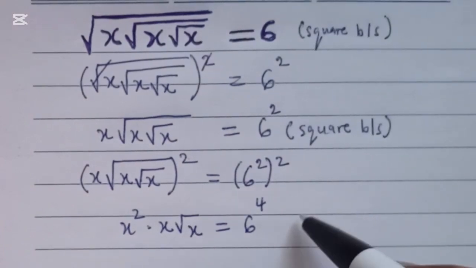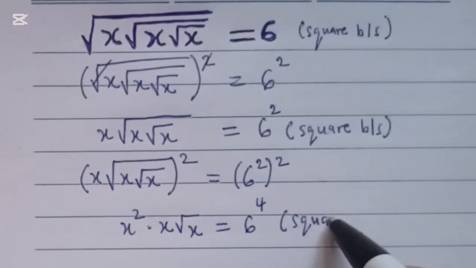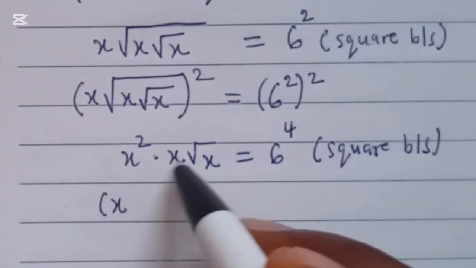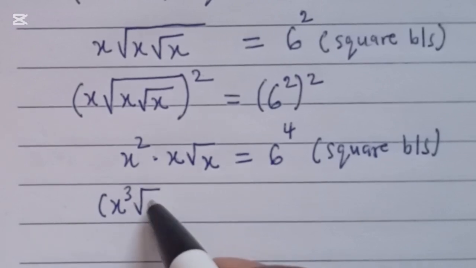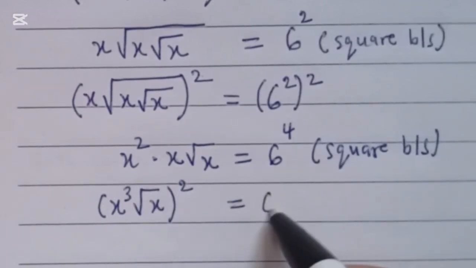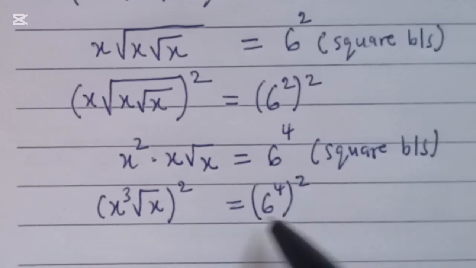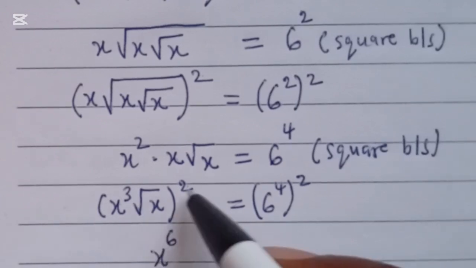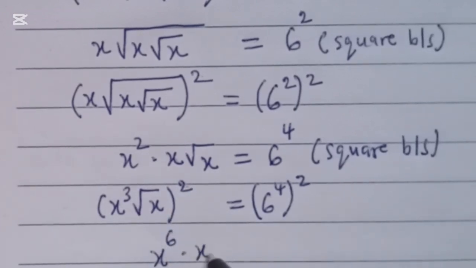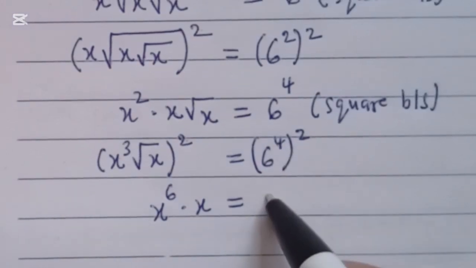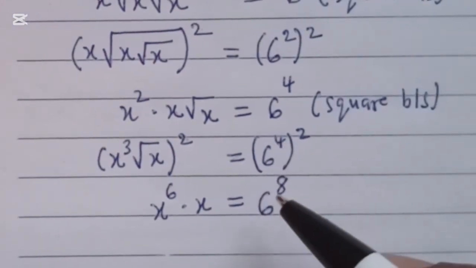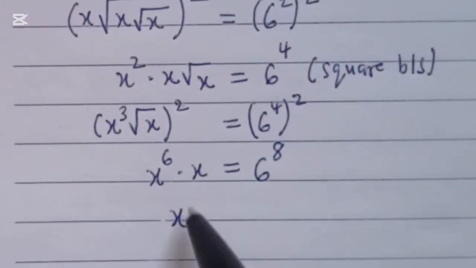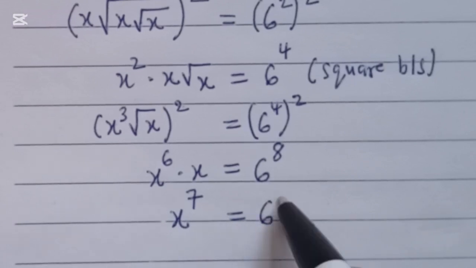Right, because of this square root again, we'll take the square again. Square both sides. When you take the square of this, it becomes x squared times x. We already have x cubed, and then the square root of x. We'll take the square of this, and then we'll take the square of this. We'll see that x cubed squared gives us x to the power of 6. The square root of x squared gives us x. And then on the right hand side we have 4 times 2, which is 8, so it gives us 6 to the power of 8. So we can see easily that this becomes x to the power of 6 times x, which gives us x to the power of 7, which is equal to 6 to the power of 8.